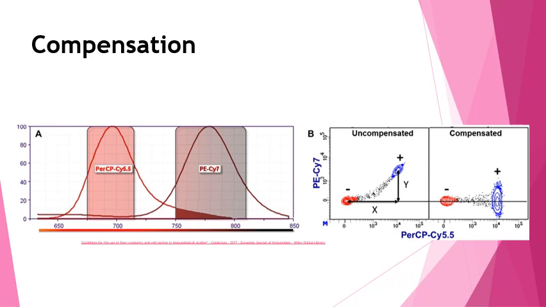Once you compensate it out, it looks like the compensated graph on the right-hand side, where you just see the negative and the positive gate for your PerCP Cy5.5. This helps you identify where your populations are. They don't end up spilling over into other gates and other areas of your graphs, and it makes it a lot easier to identify your populations accurately.